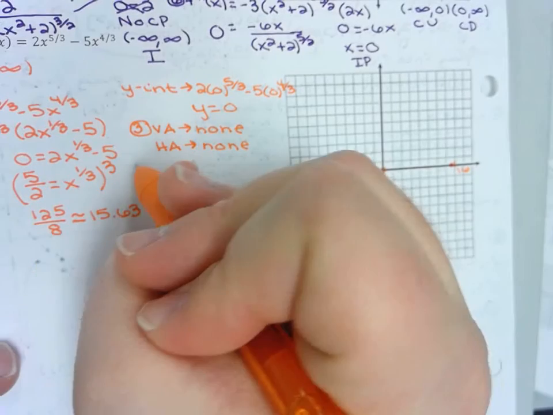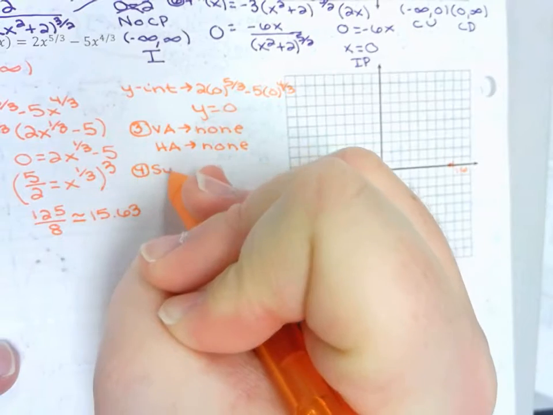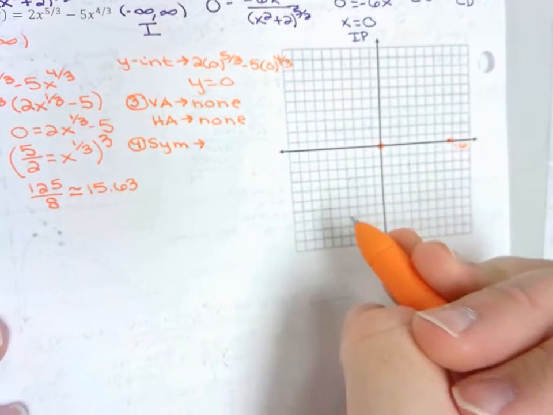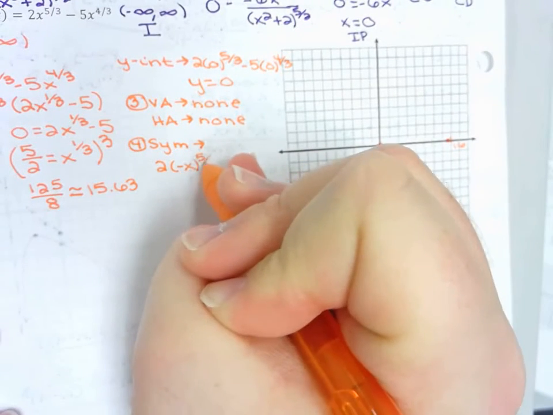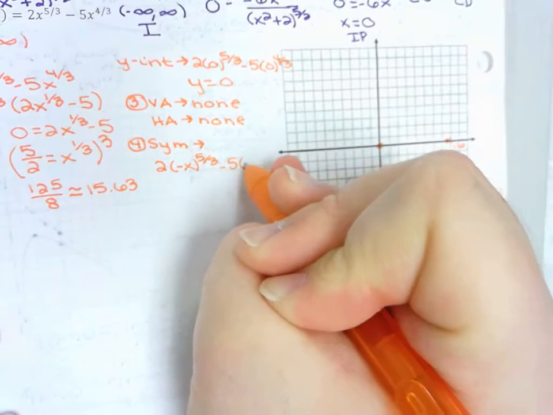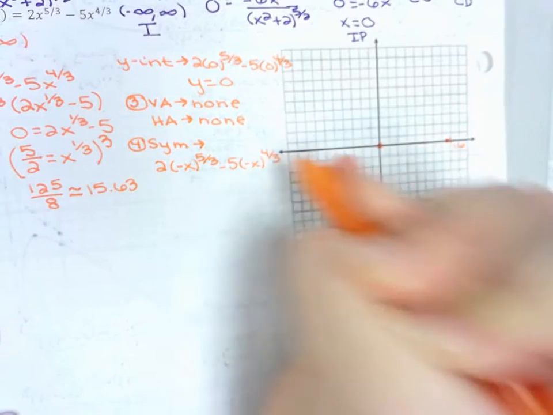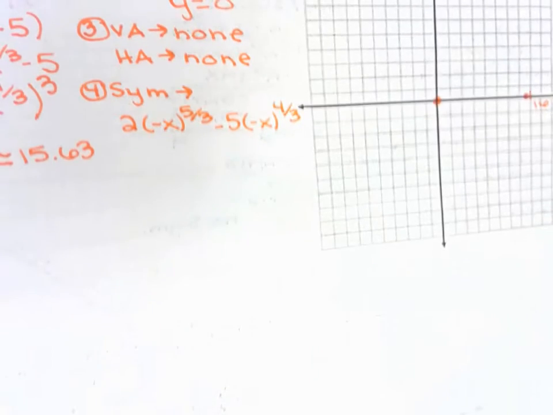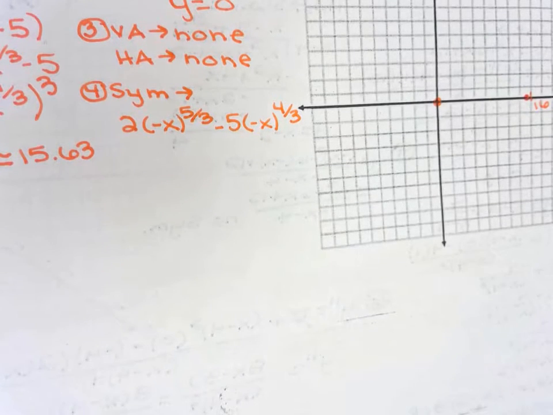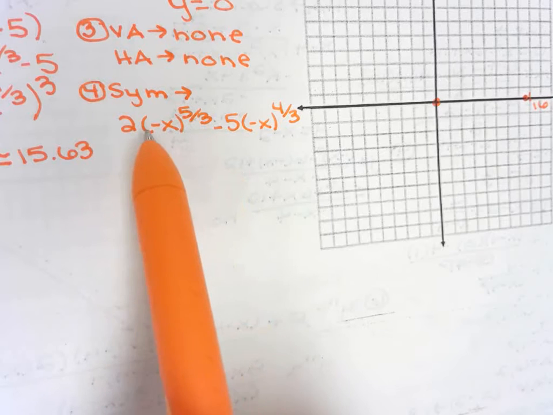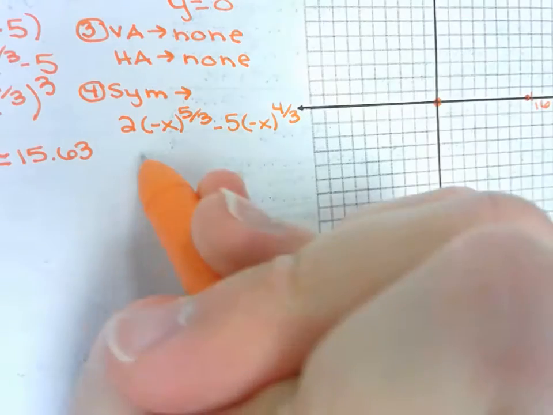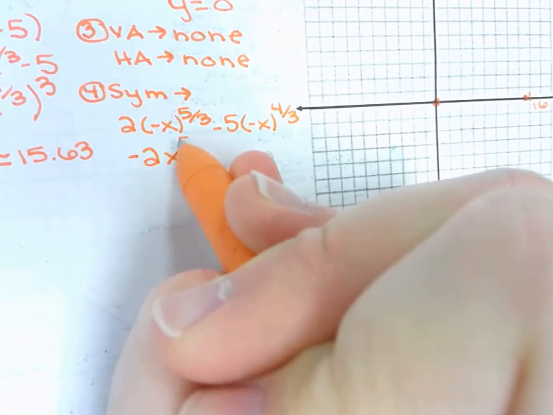Step 4 is symmetry. So if I plug in a negative x, I have 2 negative x to the 5/3 minus 5 negative x to the 4/3. Now this is weird with the exponents. Remember, rational exponents, the denominator is your root. So I'm saying I have the third root of a negative to the 5th. If I take the third root of the negative, that will keep it a negative. If I raise it to the 5th, that will still keep it a negative. So this will turn into a negative 2x to the 5/3.